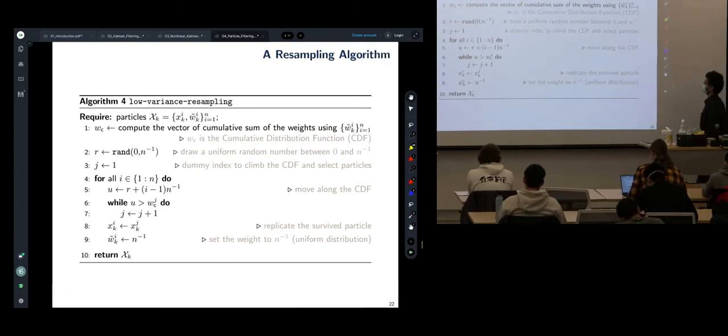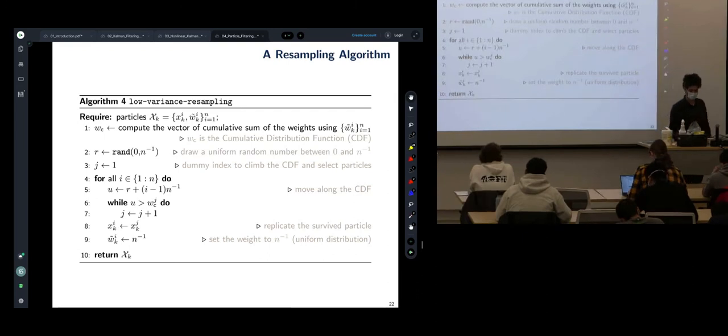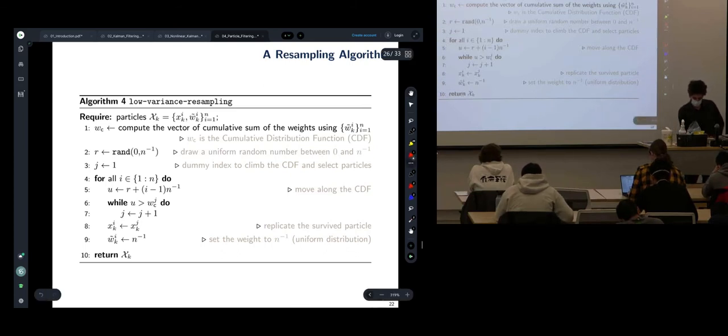So this is a resampling algorithm. It's called low variance. I just covered a basic idea that you see here. You basically start with calculating the cumulative sum of all the weights, right? You enter the algorithm, get all the weights, add them up in a cumulative way, and this will give you this cumulative distribution function, CDF.